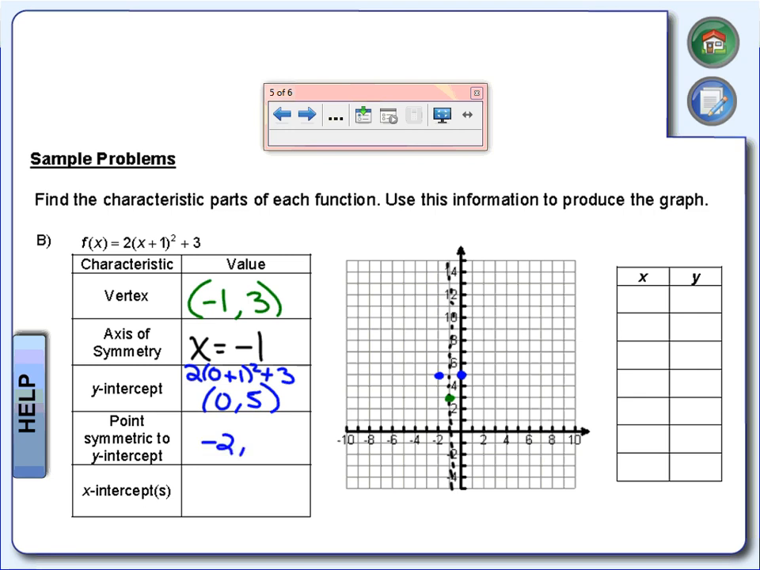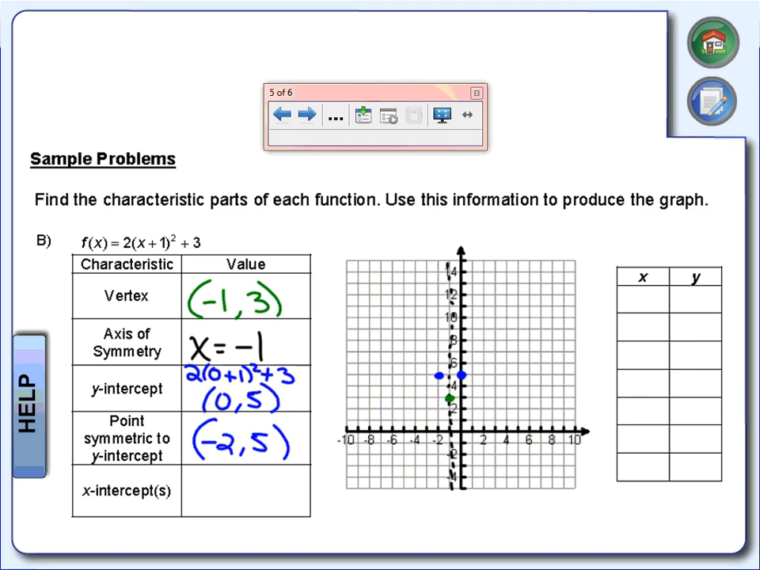Negative 2, positive 5. That is that point that's symmetric to the y-intercept. Now, in order to find the x-intercepts, I've got to see an actual graph here, and I don't have that yet. So what we're going to do is make sure this graph is as accurate as possible. So let's go ahead and go to our calculators now.